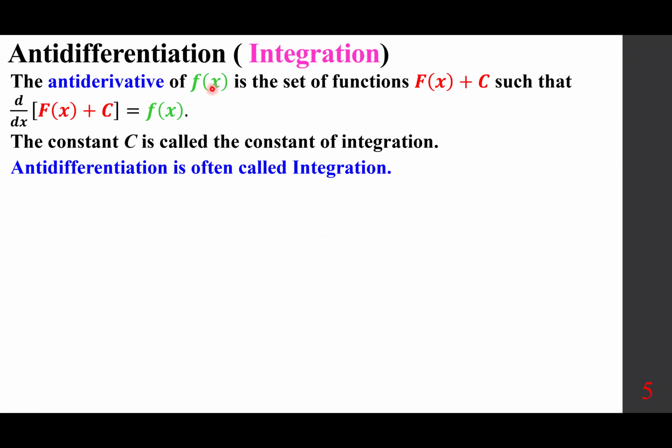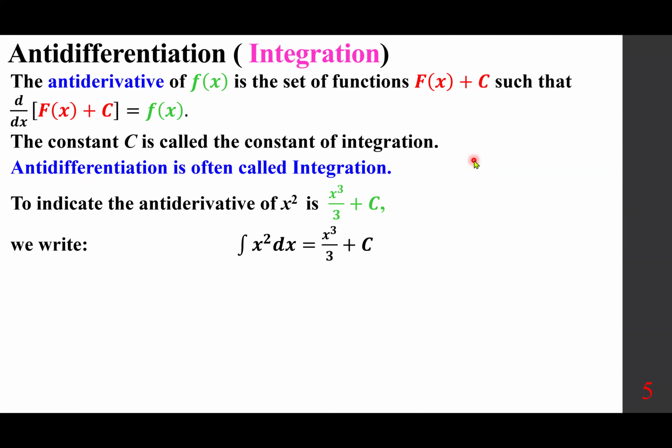The antiderivative of lowercase f of x is the set of functions capital F of x plus c such that d dx of capital F of x plus c is lowercase f of x. The constant c is called the constant of integration. Antidifferentiation is often called integration. Now, understand, when you differentiate, you get one function. When you anti-differentiate, you get a family of functions, because if you differentiate a constant, you get zero. That's why it's a family of functions.